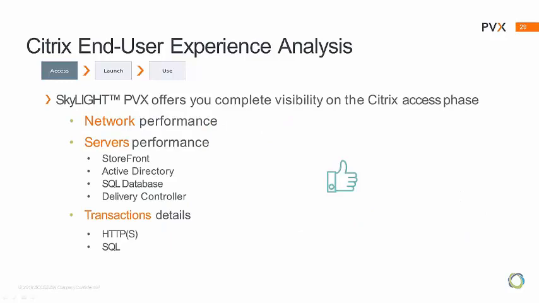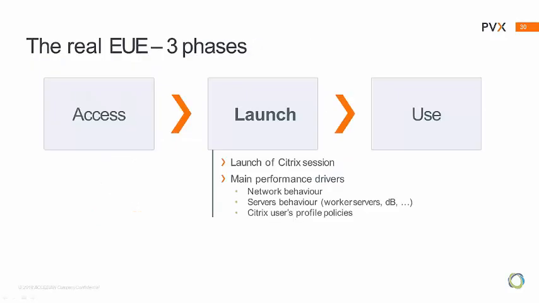So Citrix end user experience for the access layer offers you complete visibility into the Citrix access phase, network performance, and server performance from a network perspective: storefront, Active Directory, SQL database, delivery controller, and then transaction details, right? HTTPS, SQL, etc. Full visibility. And now let's take a look at the launch phase. The launch phase of Citrix: the main performance drivers, network behavior, server behavior, worker servers, DB, etc., what we just briefly touched upon.